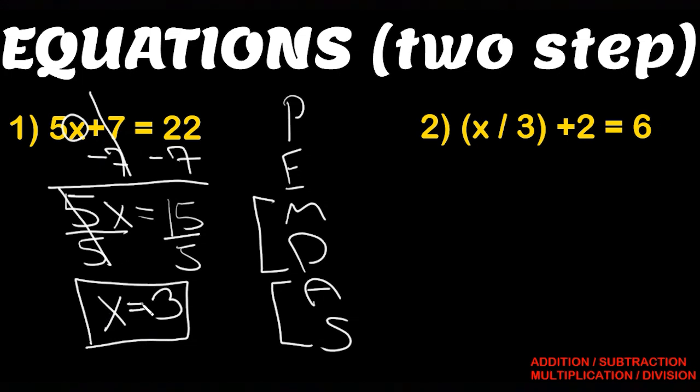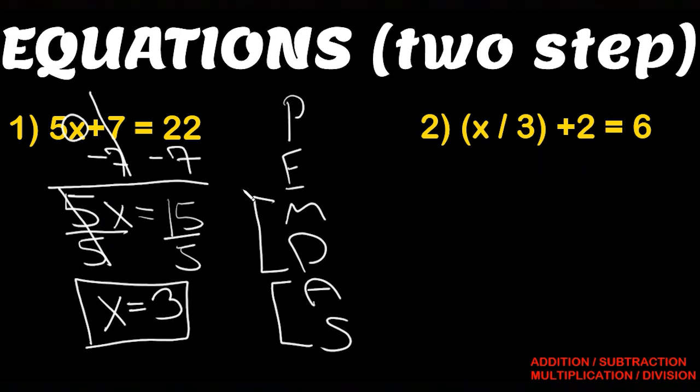So if you plug it back in and it doesn't equal 22, you know that you did something wrong up here and you're going to have to go back and try to resolve the equation, okay? Let's try number 2. Again, if you're confused about what step to do first here, use PEMDAS in reverse.